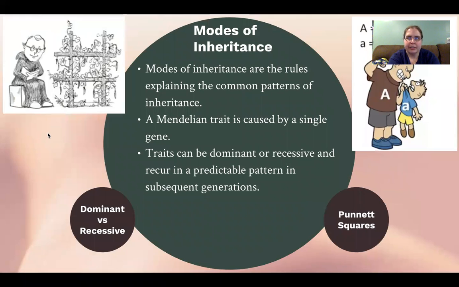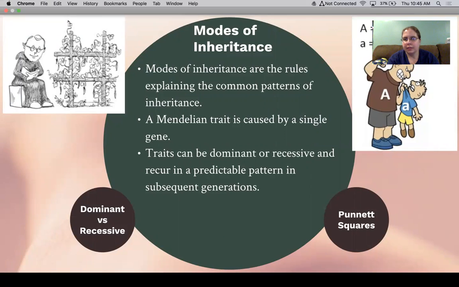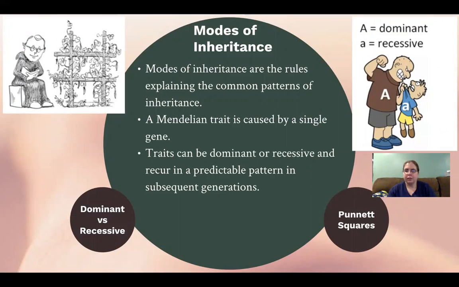So modes of inheritance are the rules that explain the patterns within an inheritance. So when we talk about something being dominant versus recessive, those are modes of inheritance. When we talk about autosomal, remember autosome means not on the sex chromosome, so autosomal dominant versus autosomal recessive, that's also talking about modes of inheritance.